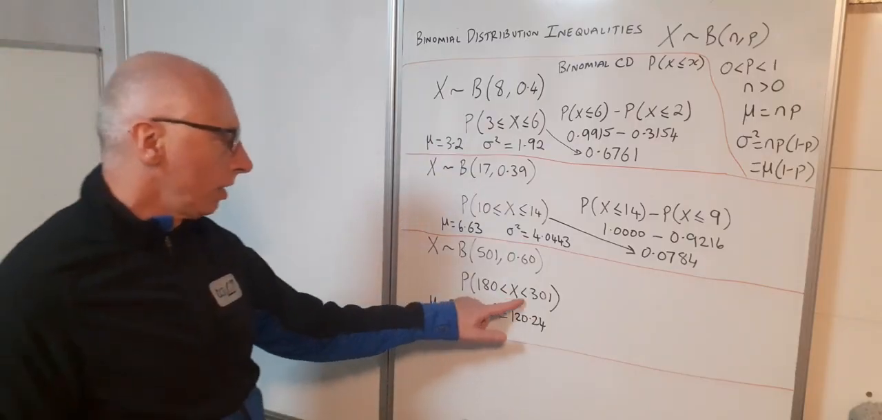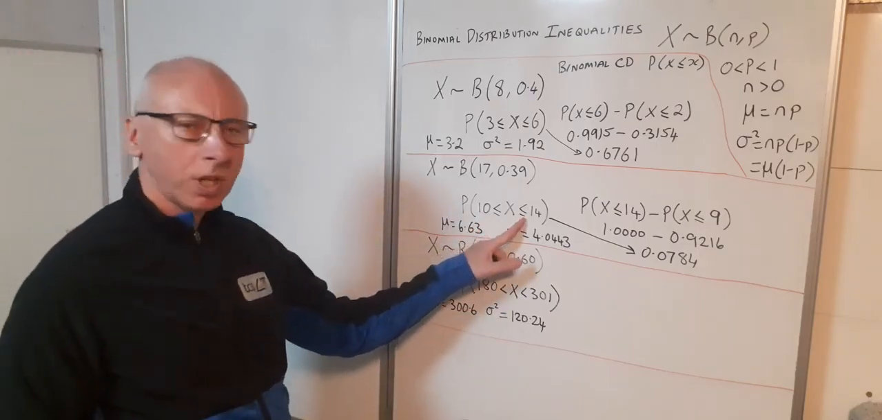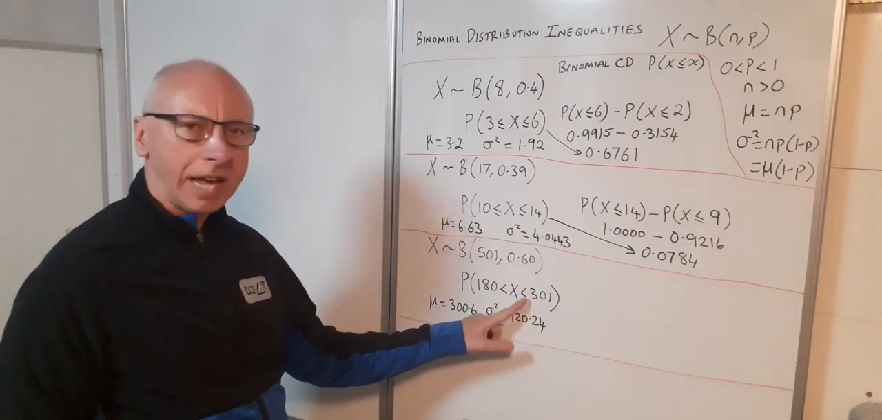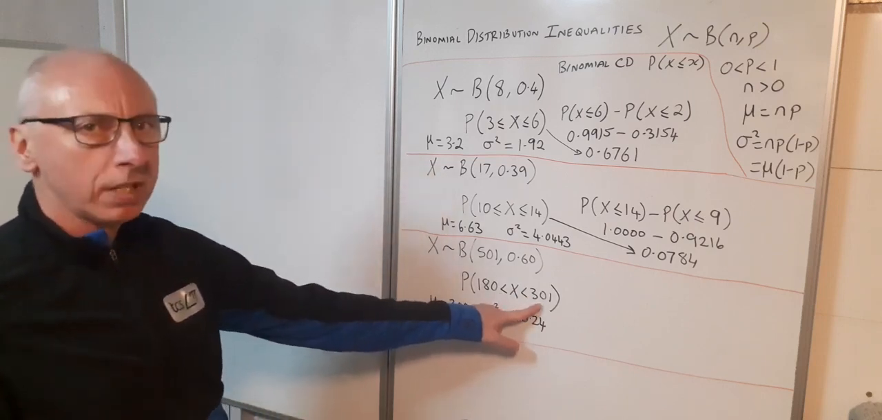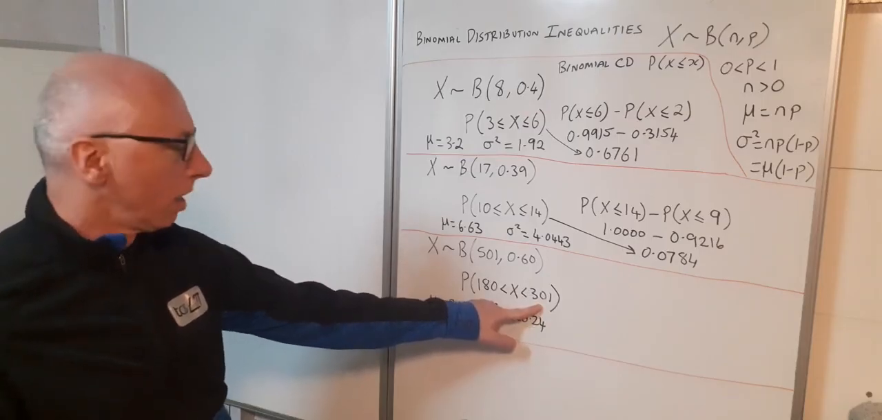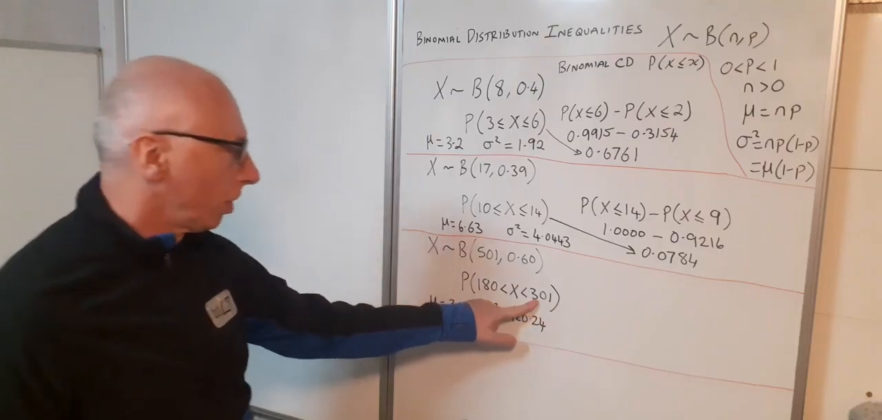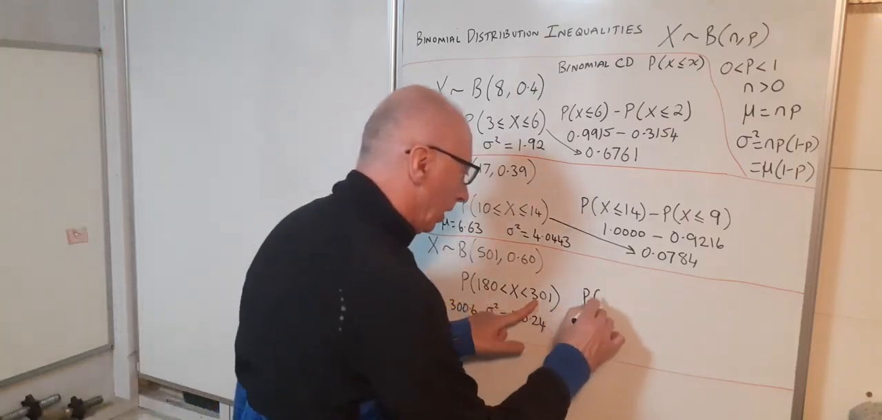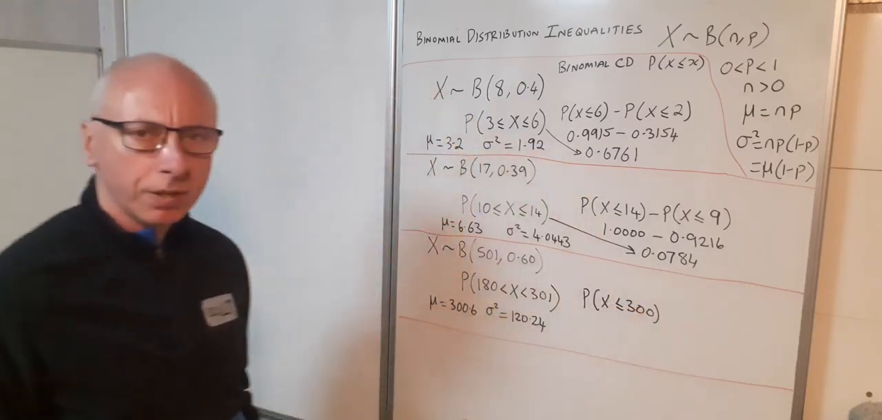Now we've got to deal with this inequality. Now, here we haven't got the equal signs, we've just got less than both times. So what it would say is here that 301 is not included in our calculation here because it's got to be less than that. So as it's discrete data again, the next one in the line is 300. So we want the probability x is less than or equal to 300.